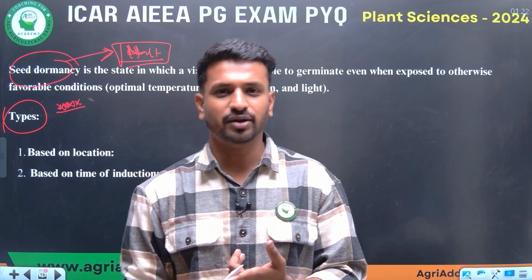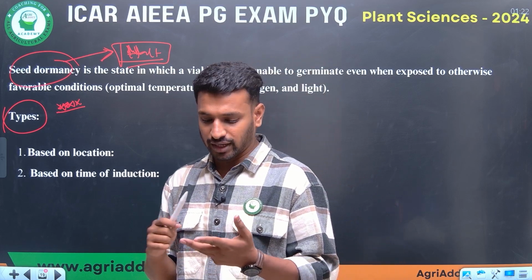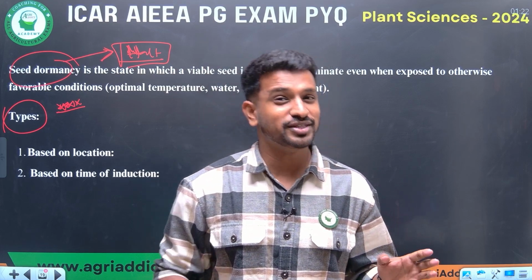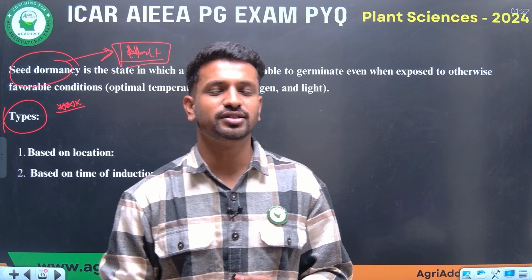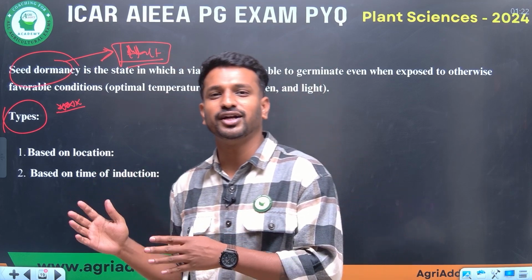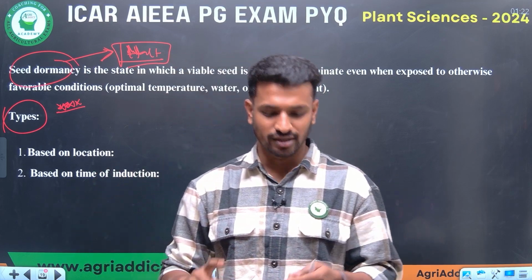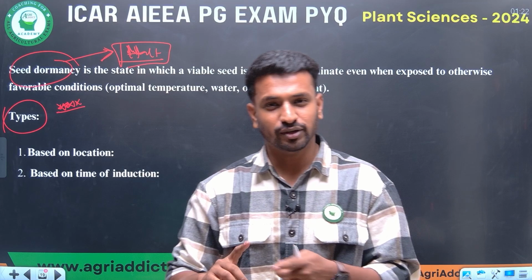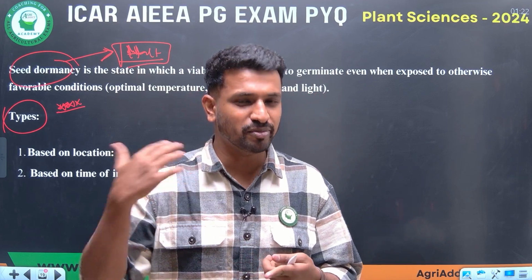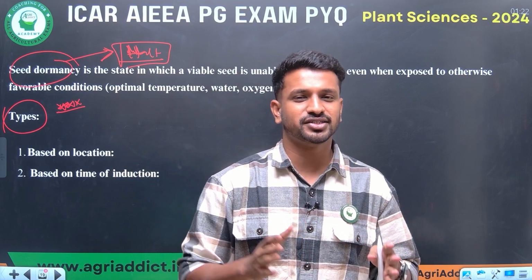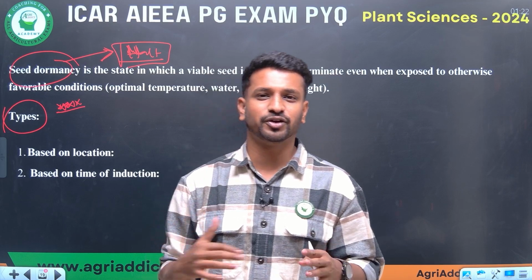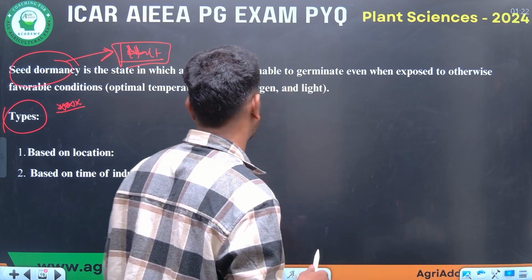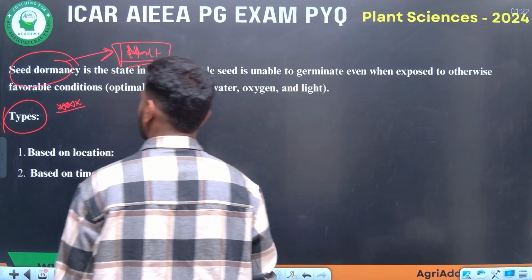We have paradormancy, endodormancy, ecodormancy, primary dormancy, secondary dormancy, scotodormancy. There are several different terms that are used for dormancy, but we have to make sure what the exact classification of it is. This classification is very important, not only to answer the questions but also to remember it. If you remember the classification nicely, only then will you be able to remember it for a long period of time. Otherwise, if you just try to mug up, you'll forget very soon.